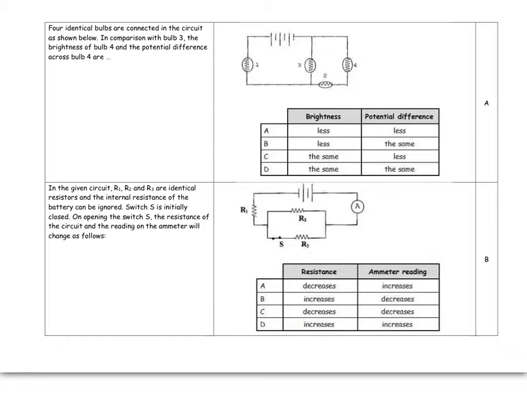We've got 4 identical bulbs. They're connected in the circuit as shown. In comparison with bulb 3, what do we know about bulb 4? Let's first think about this. This is a series circuit.